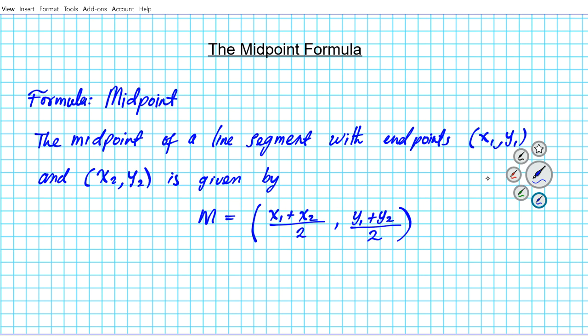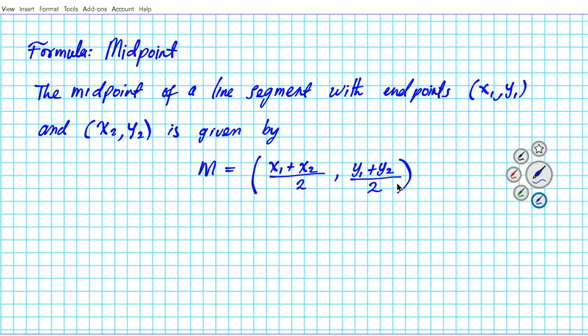All we're doing is averaging the x coordinates and the y coordinates in order to find the midpoint. Alrighty? Okay, so before we get started, let's go ahead and outline the steps that we'd like you to follow in applying this formula in finding the midpoints. Okay, so the steps are as follows.